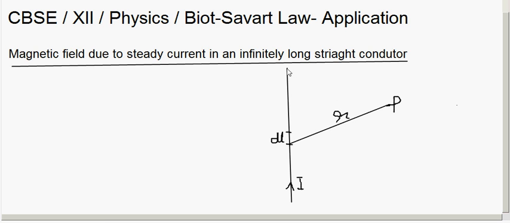Let me repeat. A long straight conductor carries a current I. For easy derivation, we take a small current element, say dl, and using Biot-Savart law we can find the magnetic field at P due to this current element, and point P is at a distance r from the current element. Let us say the angle between the current element and the distance vector is theta.